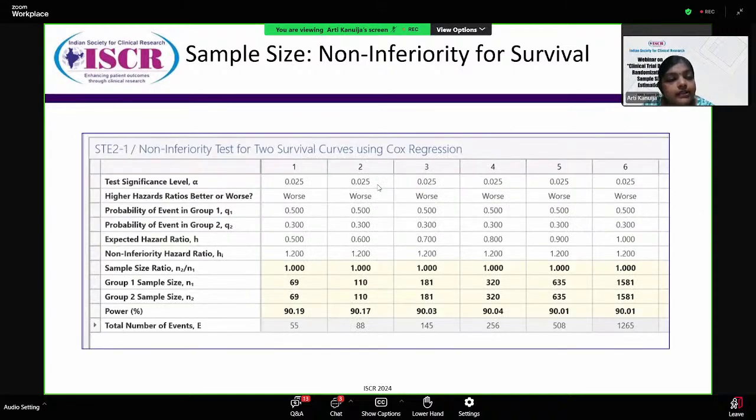So again, here this is an nQuery snapshot. Since they are incrementing the expected hazard ratio from 0.5 to 1, you can just enter these values, and within a click of a button, you can get what the sample size should be, or what the number of events that you need should be.